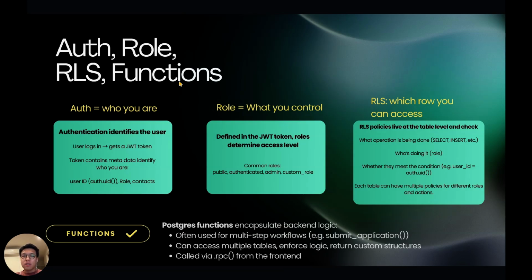The third element is row level security, which decides which rows of the table you can access. You can write policies that check things, so one user might see one row and another sees nothing, or the admin can see all rows. Same table, different rules. Those policies live at the table level, so each table can have multiple policies for different roles and actions. You should treat it as the gate that helps you manage all the data flows, and you definitely should finalize your row level security policies.